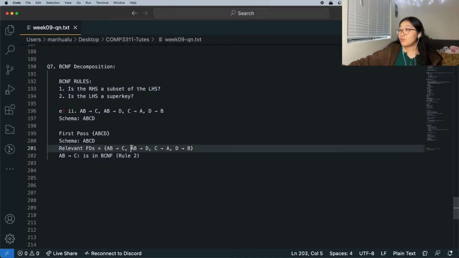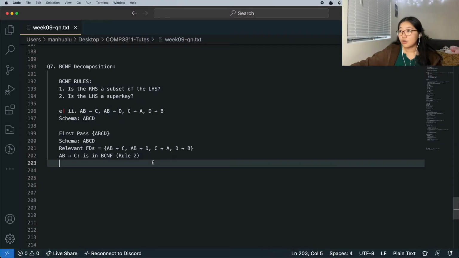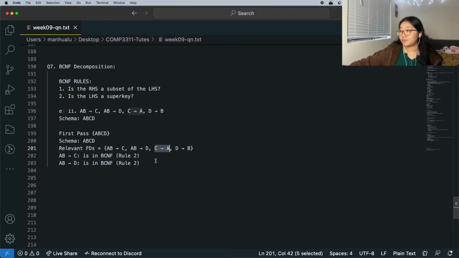Moving on to the next one, we'll keep looking through the relevant functional dependencies until we find one that is not in BCNF. Looking at this next one, AB gives us D. We already know AB also gives us C, so it's also in BCNF because of our second rule. That's an easy one because it's very similar.